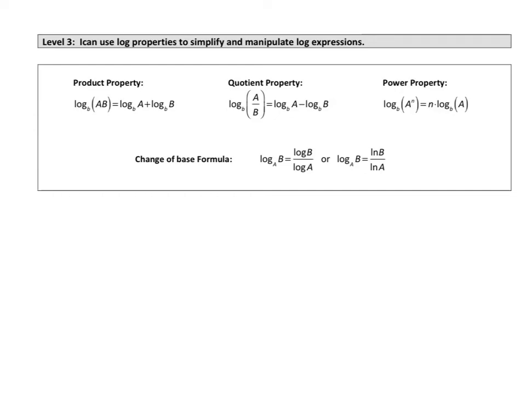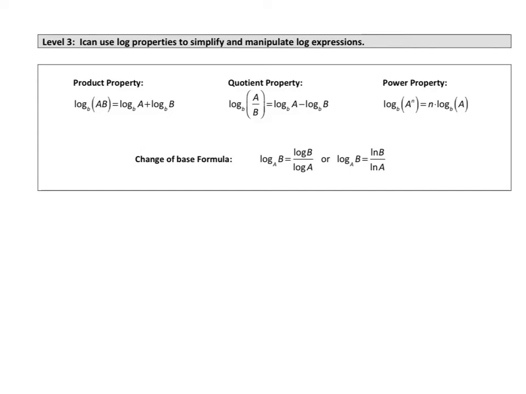In level 3, we will be using log properties to simplify and manipulate log expressions. So we're learning 3 new important properties in level 3. One is called the product property, and what this allows us to do is split apart a log.